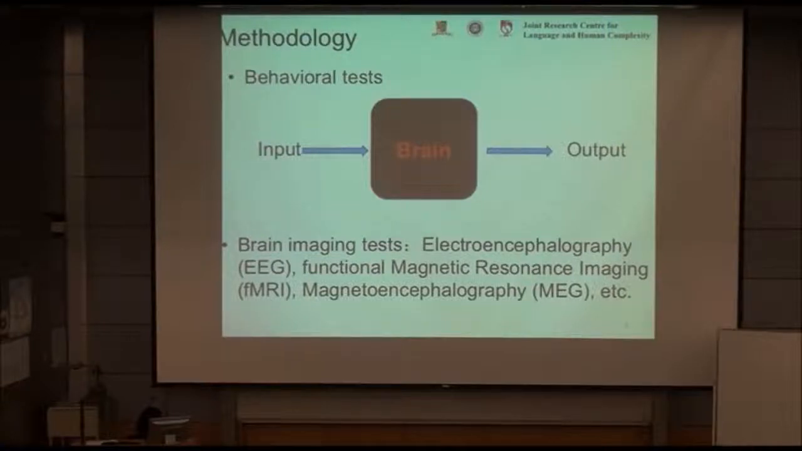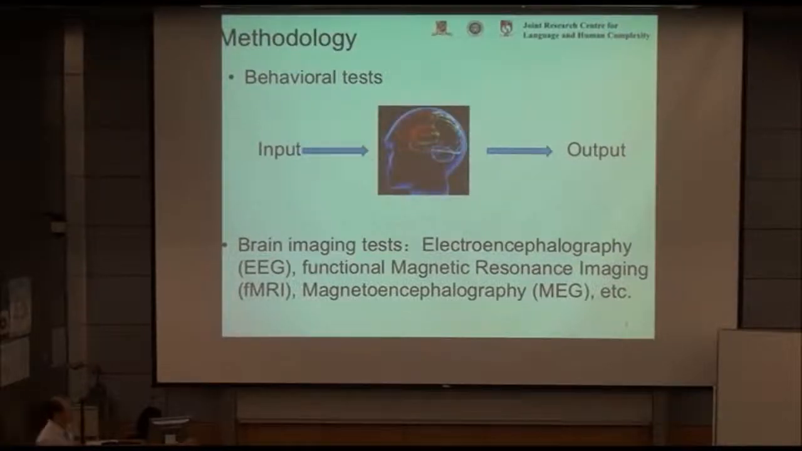And now we're lucky that we have quite a lot of brain imaging techniques. With the help of such techniques, actually we can see how it's going inside the brain. For instance, here we listed some brain imaging techniques: EEG, MRI, MEG, and so on. So in the next slide, I will talk a little bit about EEG and MRI. And later on, Professor Lin will talk more about MRI.